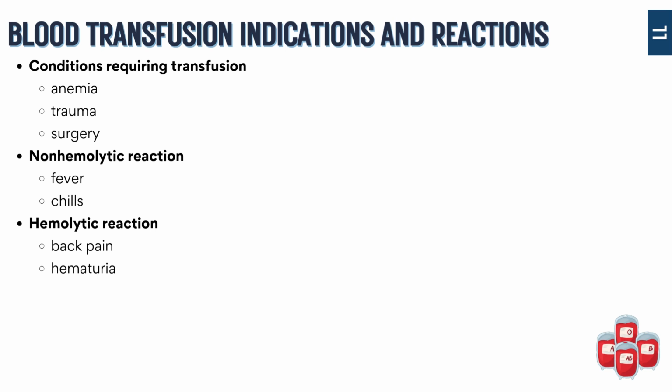Okay, blood transfusions. We already kind of talked about this, so this is a review. Blood transfusions are indicated for severe anemia, traumatic blood loss, post-surgical recovery. Non-hemolytic reactions, which are common with blood transfusions, cause mild symptoms like fever and chills, versus hemolytic reactions. Those are severe. Those are symptoms like back pain and hematuria, or blood in the urine.